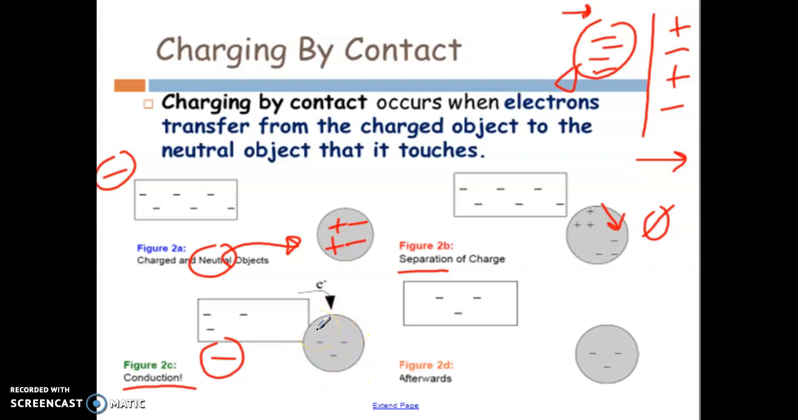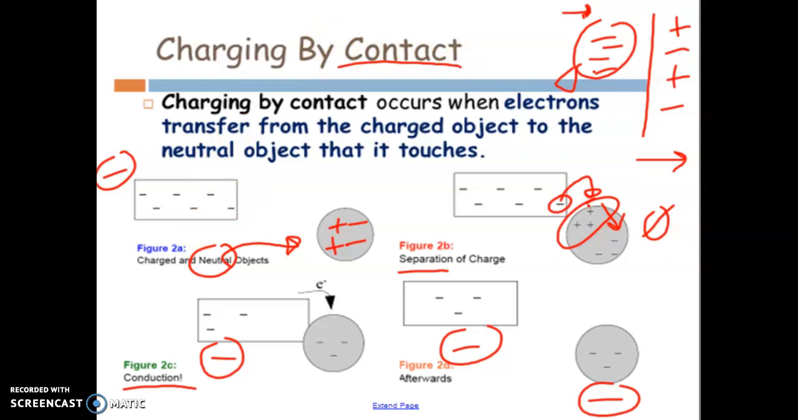Okay. Part of why it is also jumping onto the sphere is because the portion of the sphere that is close to the rod has a positive charge. So what happens is the negative electrons are attracted to it. So electrons will jump on. So after the rod has touched this sphere, we now have both objects being negative. Okay? So this is an important note here.